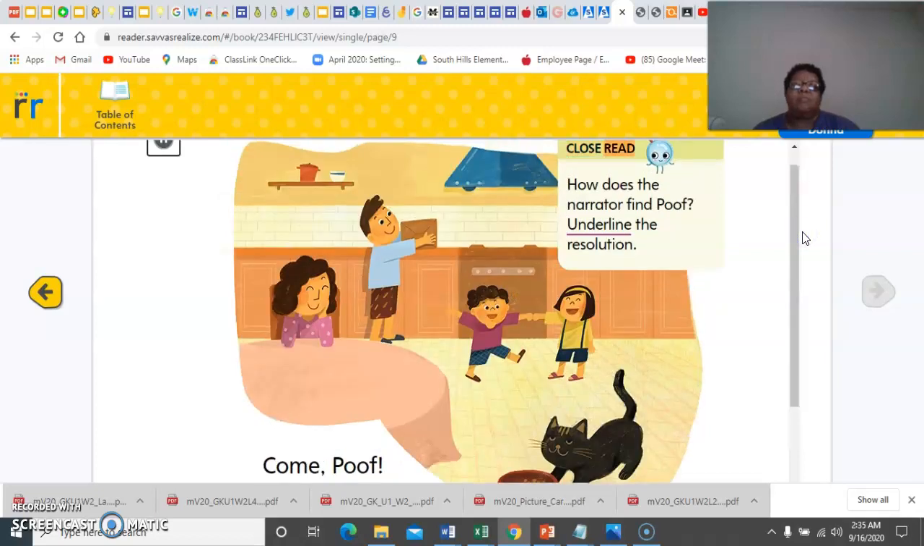Close read. How does the narrator find Poof? Underline the resolution.